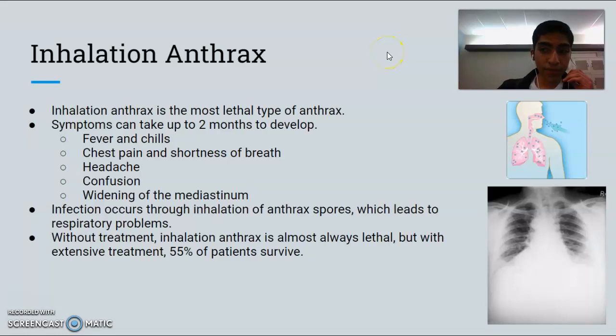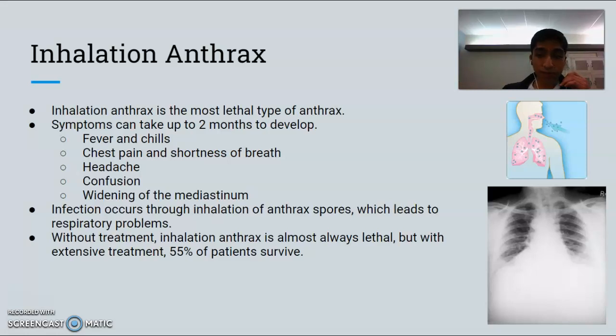Next, we have the most lethal form of anthrax, which is inhalation anthrax. As the name suggests, it is caused by breathing in the spores. Something very interesting is that symptoms can take up to 2 months to develop, and they include fever, chest pain, headache, confusion, and probably the most common symptom is the widening of the mediastinum, which is a bone in the middle of the rib cage. As it expands, it can cause difficulty breathing, shortness of breath, and it can even cause a person to suffocate.